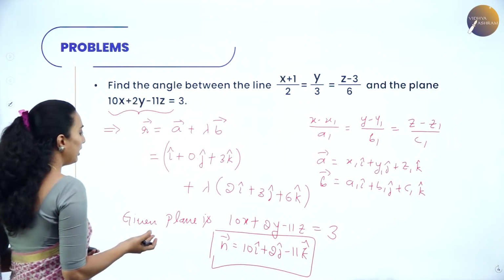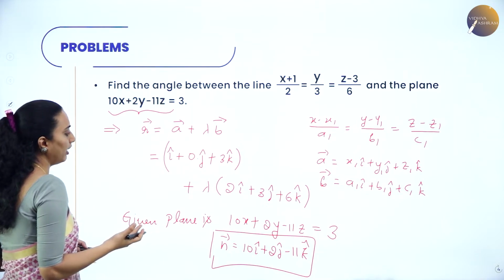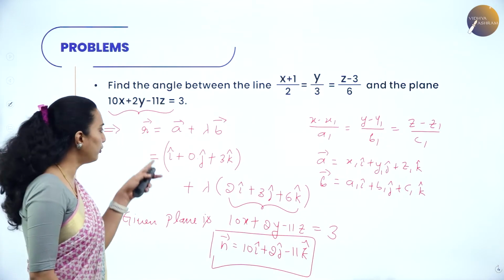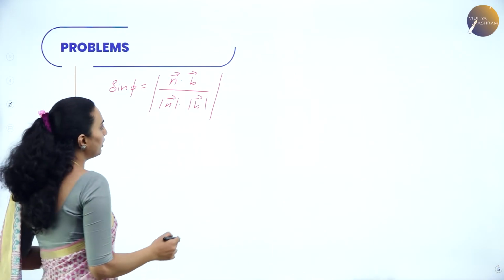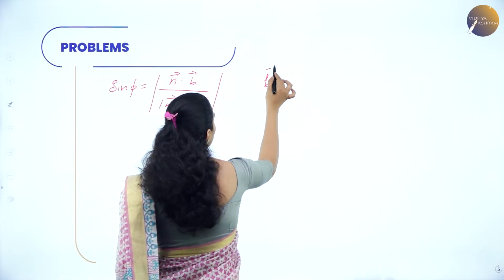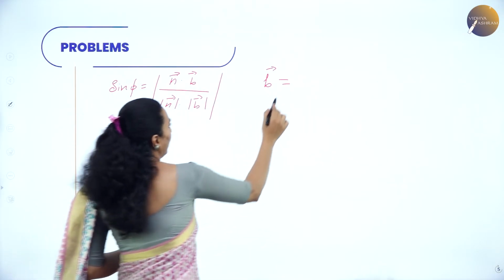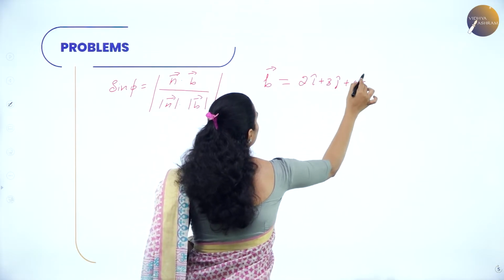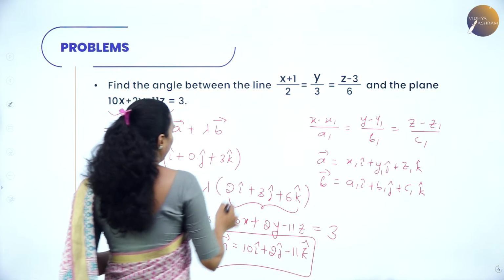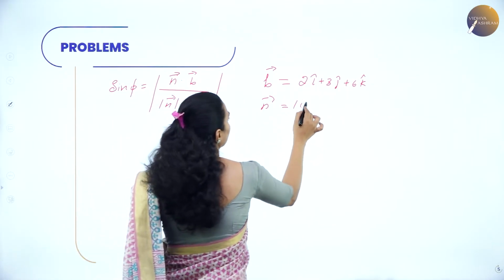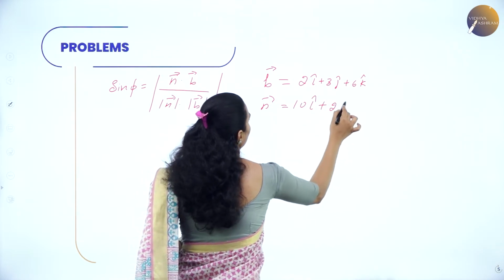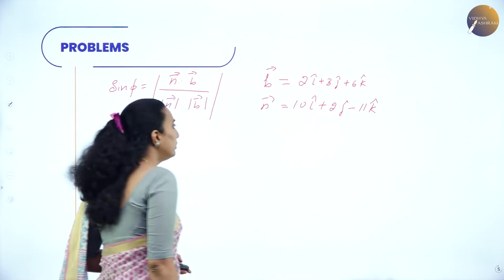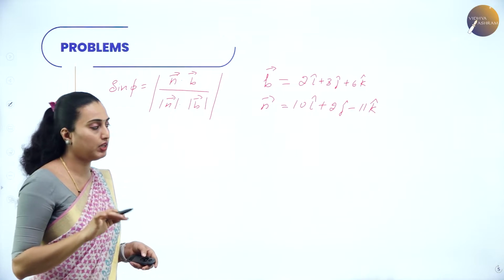Now, let me write what the b vector and the n vector are. The b vector is nothing but this one, 2i plus 3j plus 6k, if you compare the equation. So, therefore, here I am writing the b vector as 2i plus 3j plus 6k, isn't it? And then the n vector, just now we have written, which is 10i plus 2j minus 11k, right?